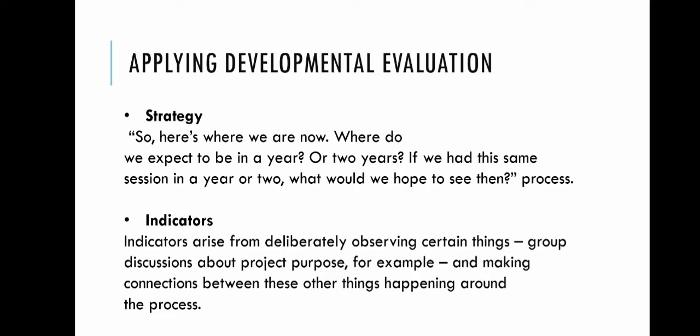If we had the same session in a year or two, what would we hope to see then? Process indicators arise from deliberately observing certain things, group discussions about project purpose, for example, and making connections between these and other things happening around the process. The organization becomes clear about its goals, the process by which they are reached, and the structures needed to support them, while allowing for the dynamism and flexibility of a developmental process.